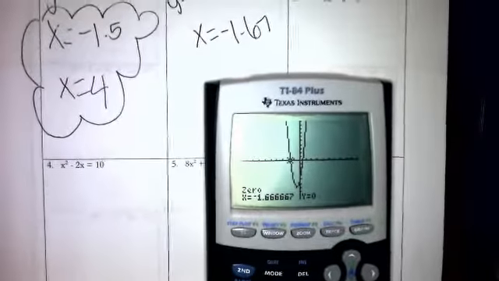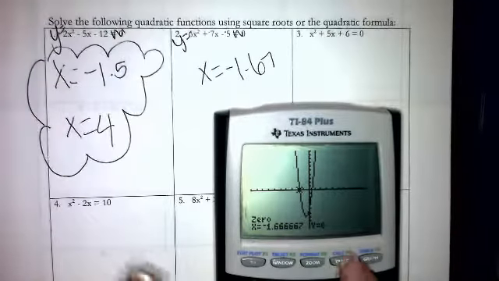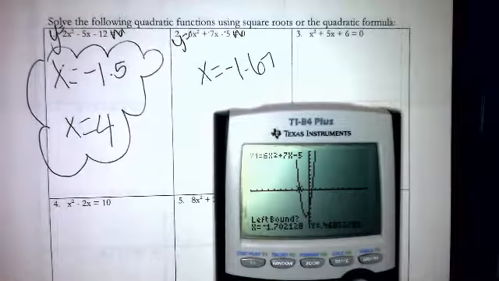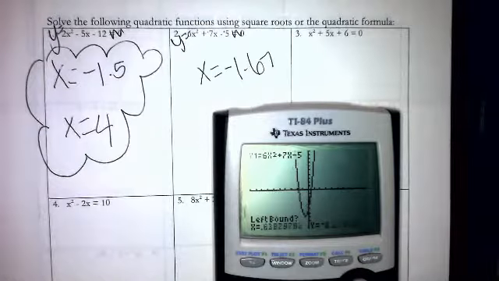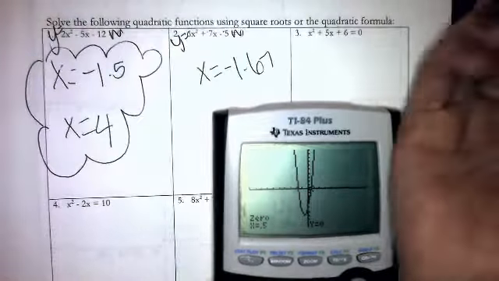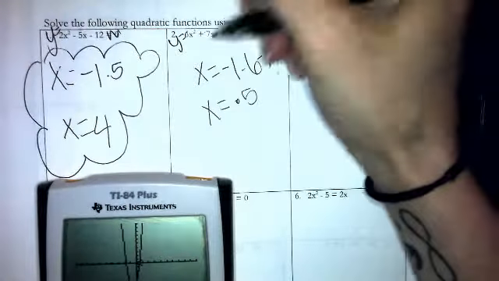And I'm going to do it by, there we go. Second, trace 2. Now where should my left bound be? Below the x-axis over here. If you follow your parabola, you'll have no problem. So now I have right bound is above the x-axis. Enter one more time. My other solution is x equals 0.5. See how easy that is?